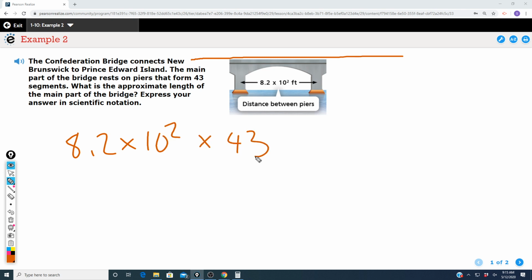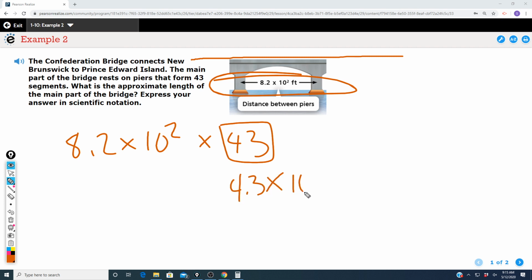So we are now going to multiply. We're going to multiply this distance between the piers 43 times. Now, could we take 43 times 8.2 and then multiply by 10 to the second? We could, but for the instance of dealing with scientific notation, we want to change this into scientific notation, and if you can do it in your head, that's 4.3 times 10 to the first. So 4.3 times 10 to the first, and then you have 8.2.